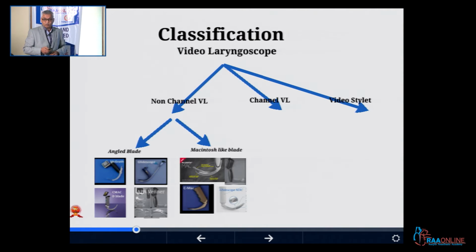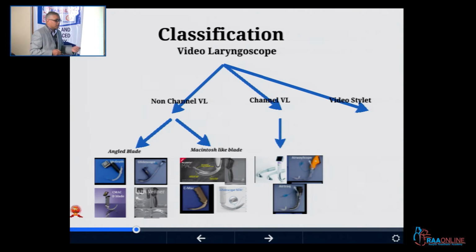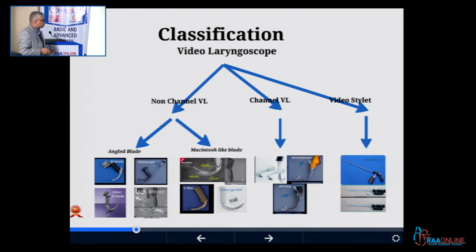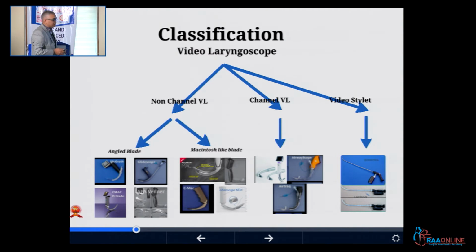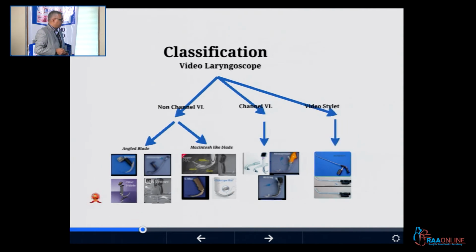So we said, okay, we can remove one step. Then the channel blade was designed, where there is a dedicated channel to pass the tube. So we don't have to use a stylet; we'll see what the problems with that are. And then the stylet would always come as an extension. You put a camera at the end of the stylet so that you can easily see the laryngeal opening. So video stylets are also now considered part of the video laryngoscope family.